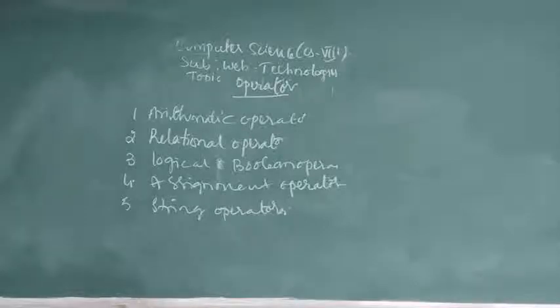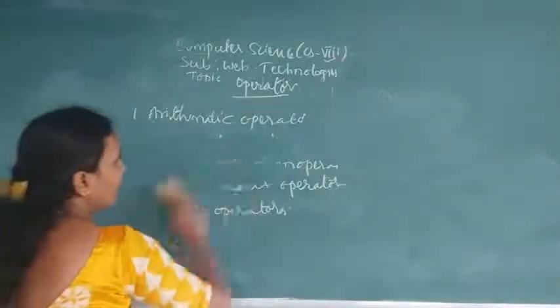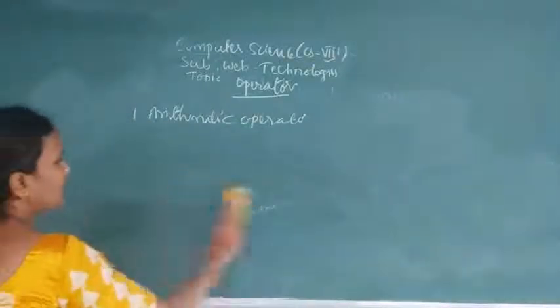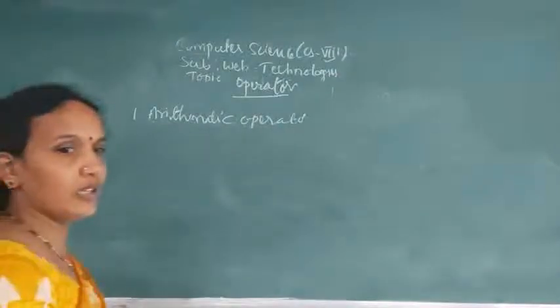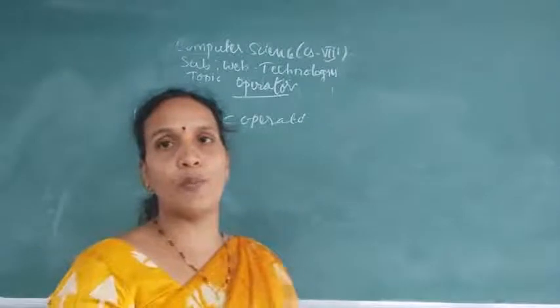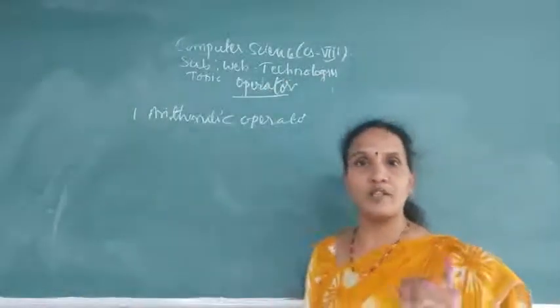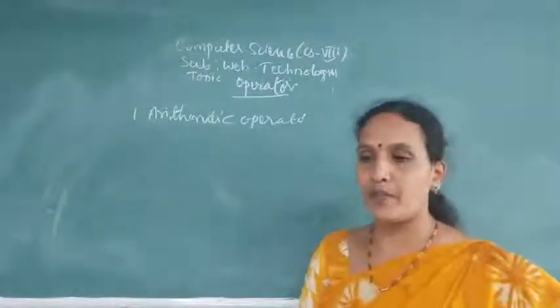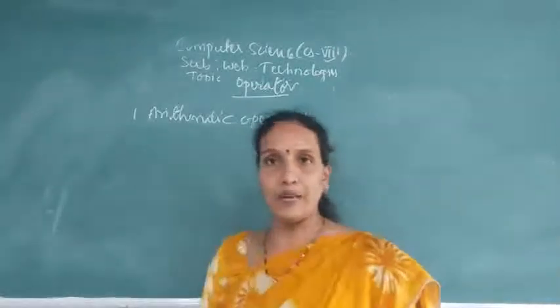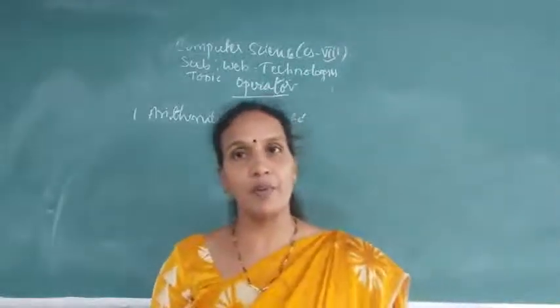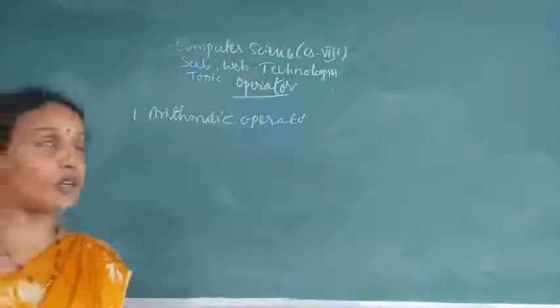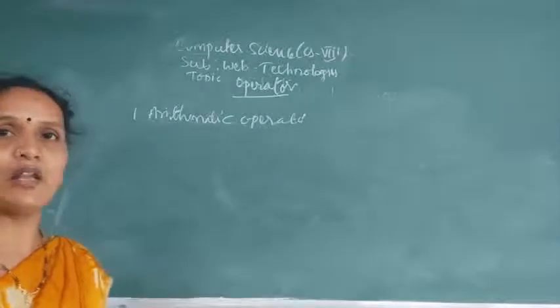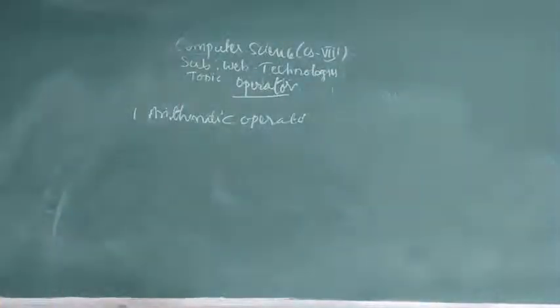Now, first we will discuss what arithmetic operators JavaScript supports. What are the arithmetic operators actually? Arithmetic operators are used to perform arithmetic operations on operands. Arithmetic operations means addition, subtraction, multiplication and division. So those are the arithmetic operators. Now I will show which arithmetic operators we have and how we can perform those operations.